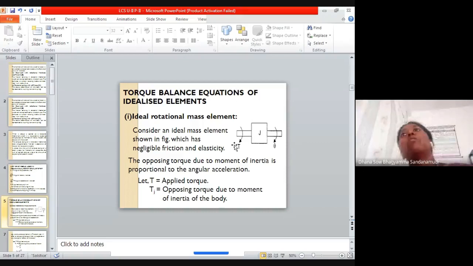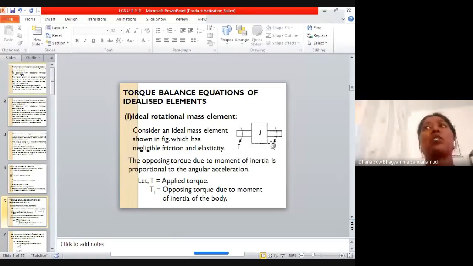Here rotational movement is there, which means torque is applied. So what is our input here? Torque is the input. When a torque is applied, what will happen? There is an angular movement. Theta is our output. So the input for the mechanical rotational system is torque T, and the output is the angular displacement, which is represented by theta.